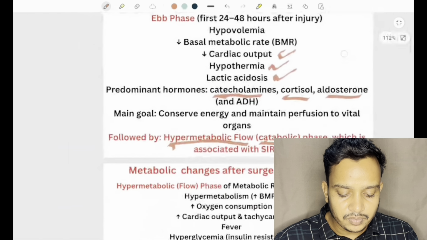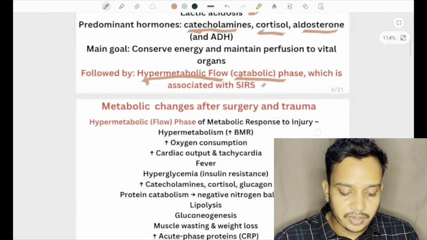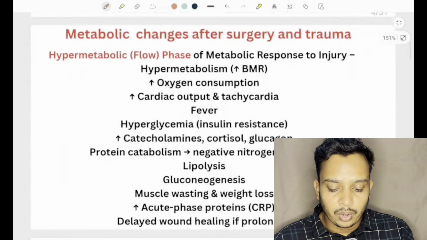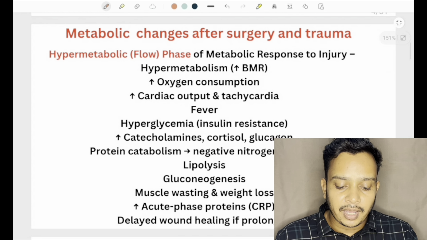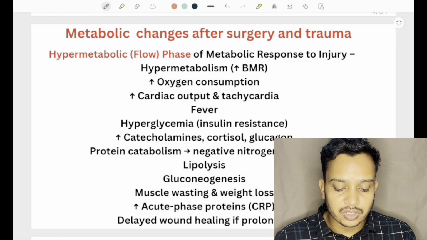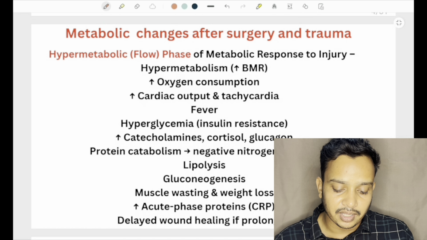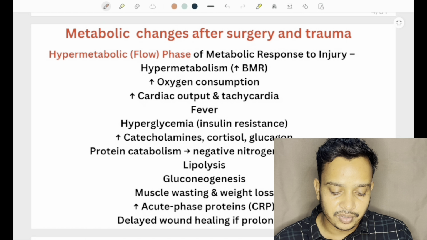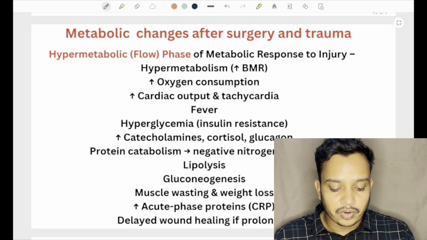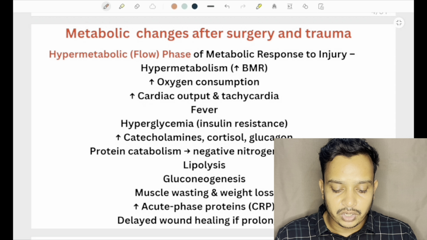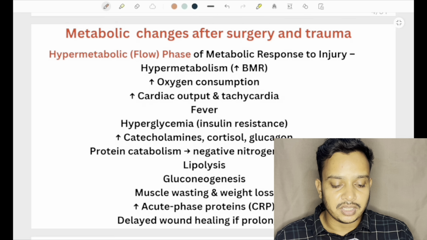So the next phase is our hypermetabolic flow phase. This is characterized by hypermetabolism, increased oxygen consumption, increased cardiac output, tachycardia, fever and also hyperglycemia, because the patient will have peripheral insulin resistance. Our cocktail regimen of catecholamines, cortisol and glucagon is also increased in this phase.